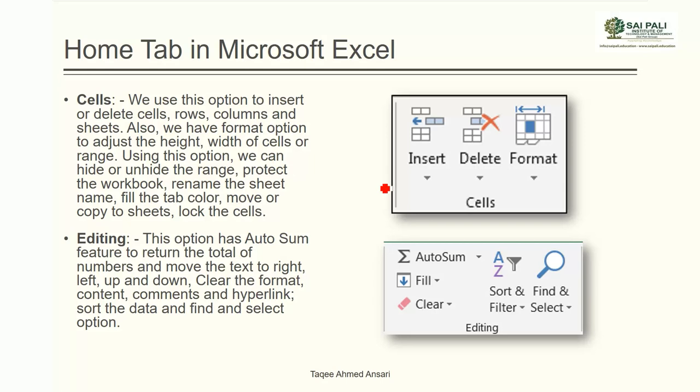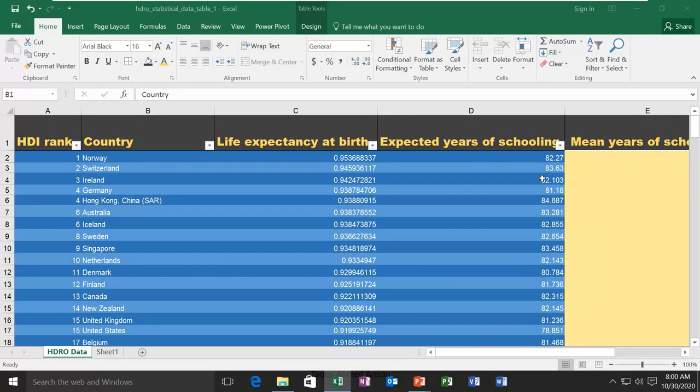Then the next group in the Home tab is the cells group. In this cells group, we can insert cells, rows and columns, we can insert a sheet, we can delete rows, columns or cells, and we can also delete the sheet. We can also format those cells and sheets. Formatting means you can increase and decrease the height of the cell, column and row, show and hide columns and rows, and also change the sheet options.